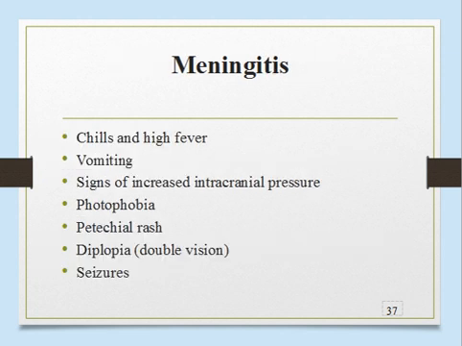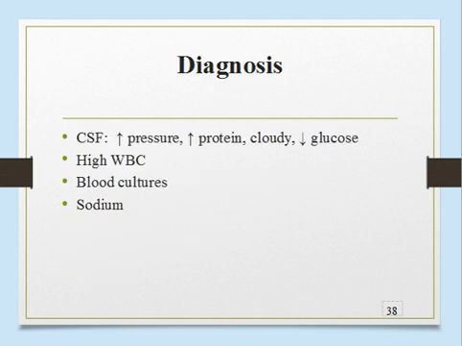Signs and symptoms: chills, high fever, vomiting, other signs of increased intracranial pressure, photophobia, petechial rash, diplopia, seizures. Diagnosis is increased pressure of the CSF, increase in protein, and decrease in glucose of the CSF fluid. High white blood cell count. You can do blood cultures and sodium levels.